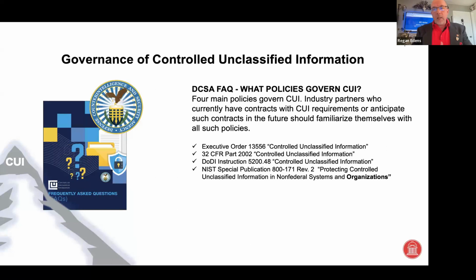Okay. So now that we've laid that foundation, let's turn our attention to how we get to control technical information and how we get to understand CUI in a much more detailed fashion.